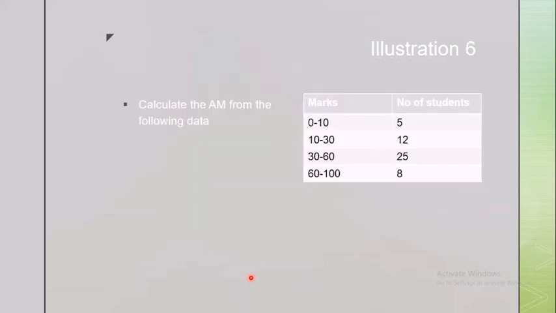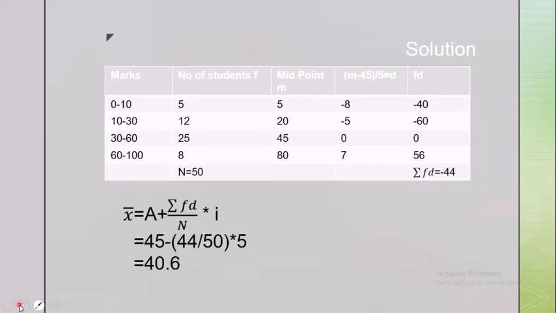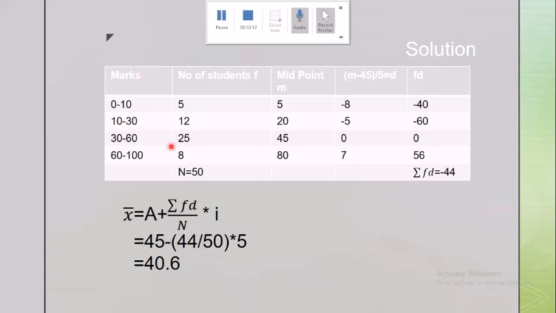Now the next illustration is where you might have observed that the marks given over here are not of equal intervals. And also the frequencies are given here. So what is the thing that you have to do? Now here you have to find out the midpoint. So I just found out the midpoint of each class, denoted by m. Then I was given the number of students, so that also I noted.